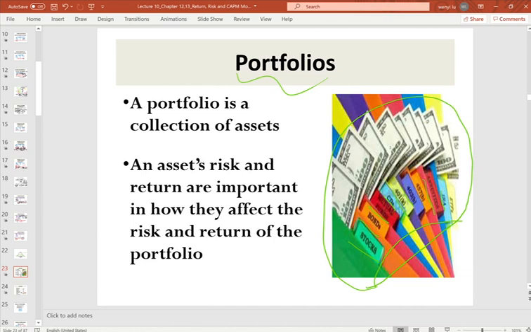An asset's risk and return are important in how they affect the risk and return of the portfolio. If the portfolio is our whole class, then you will be the individual assets in this portfolio. So your performance will also affect our whole class performance as a portfolio.